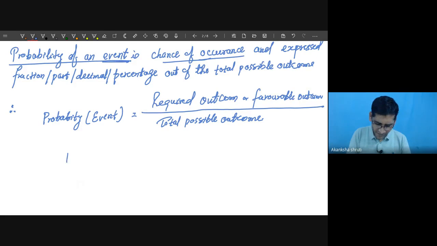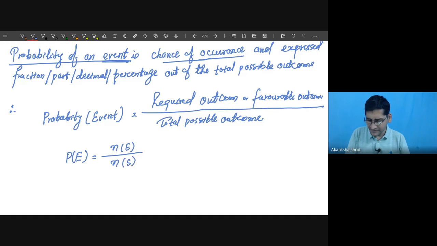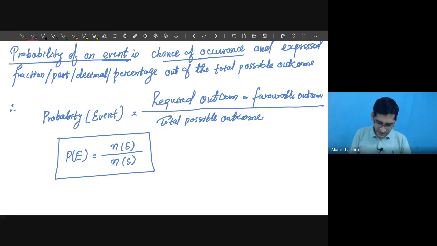In symbol form, for a particular event E, it is written as the number of elements in the event, because an event is the collection of desirable outcomes only. Therefore, the number of elements in the event divided by the total possible collection, that is the set of sample space, n(S). Is it okay? It's so simple.